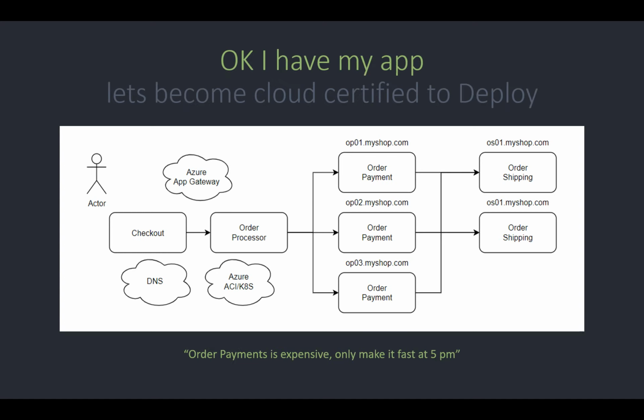So, okay, I have my app. I've built all these 4 or 5 services. Let's become a cloud certified engineer in order to deploy this. And of course, this is relatively expensive, getting these things up and running, maintaining them and supporting them. They're not free. So eventually you'll get a request of, the order payment system's quite expensive and we only need it for 5 o'clock during peak traffic. Let's tear everything down to just one instance during off peak.